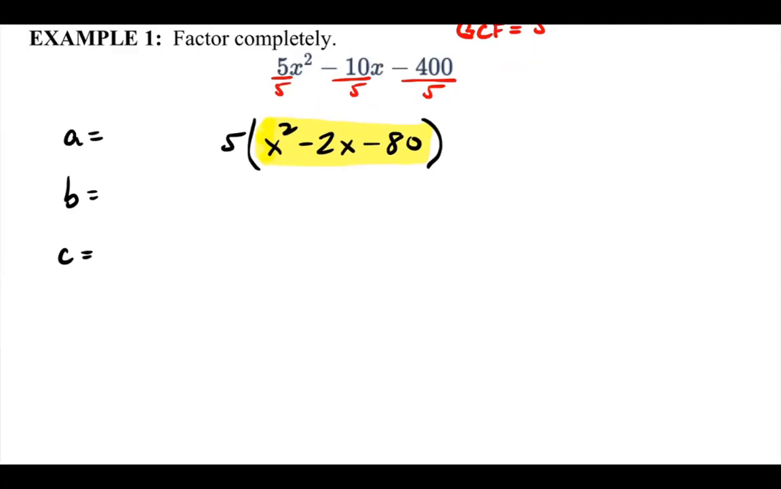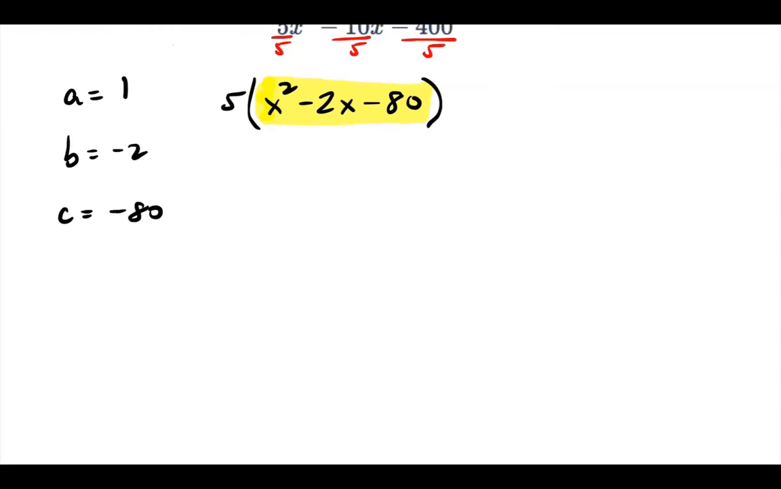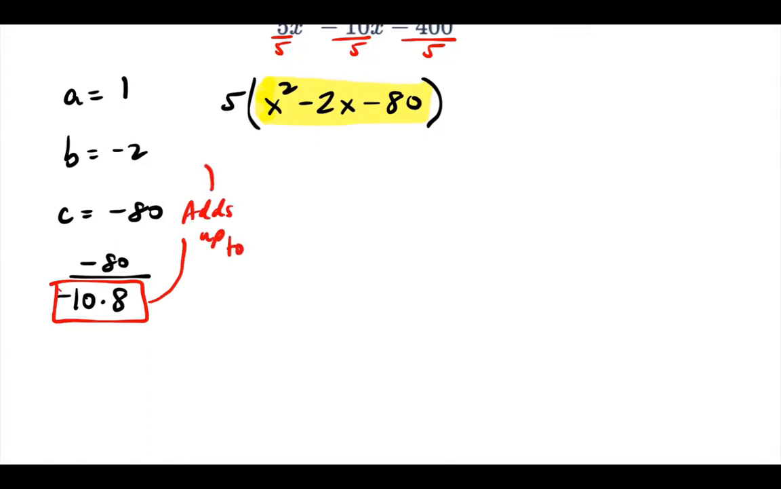Okay, so I divided by 5. So A is 1, B is -2, C is -80. What are the two numbers that multiply to be -80, but add up to be -2? 10 and 8, which one's going to be negative? 10 or 8? 10, there you go. Because it also adds up to be this guy here.